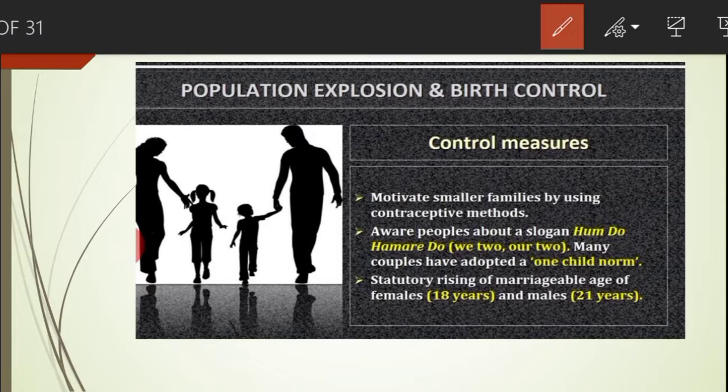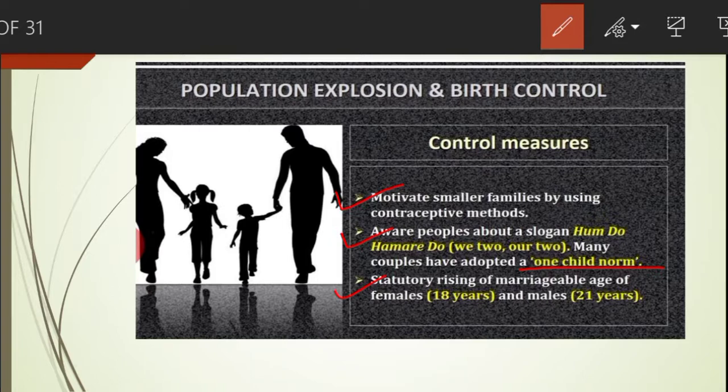Number one is to motivate smaller families by using contraceptive methods, and by giving incentives to couples with small families. Make people aware of the slogan, Hum do, Hamare do, we two, our two. Many couples nowadays have adopted the one-child norm.